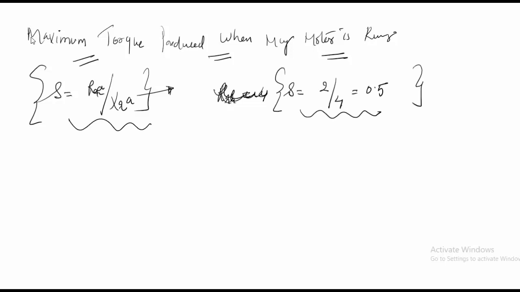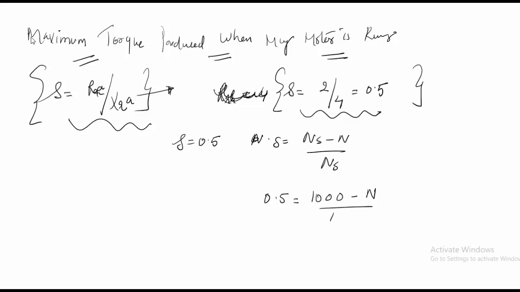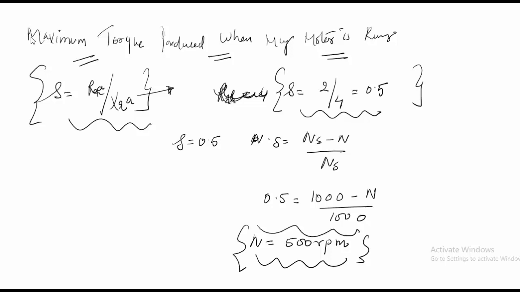So again, when your slip is equal to 0.5, what is your speed? Your slip is given as equal to (ns minus n) divided by ns. So 0.5 is equal to (1000 minus n) divided by 1000, which gives n equal to 500 rpm. So when your motor is running at 500 rpm, you will get a maximum torque production. So there is a reduction in speed which is seen, while my slip was equal to 0.06, my speed was high.